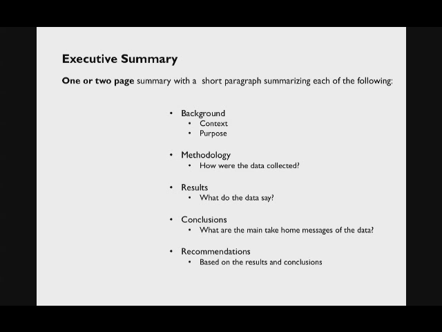So the executive summary should be a 1 or 2 page summary with a short paragraph summarizing each of the following. So the background, so just providing more context of the quality improvement program, the purpose, the methodology, how were the data sampled, how were the data collected, etc. The results, so what were the main findings for perhaps a particular review period of data. Conclusions, what are the main take-home messages that the data are saying, and recommendations based on those results and the conclusions.